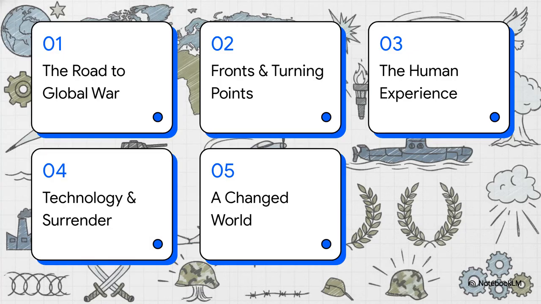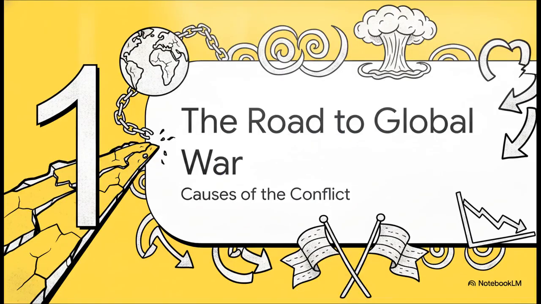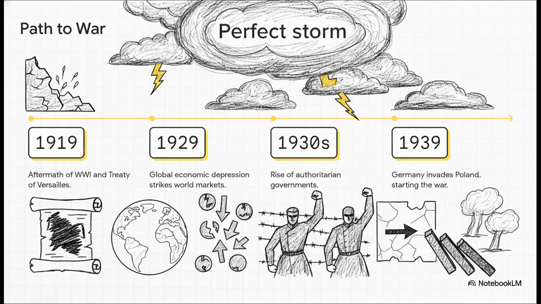To make sense of this massive 6-year span, we're breaking this explainer down into 5 clear chapters: the road to global war, fronts and turning points, the human experience, technology and surrender, and finally, a changed world. Let's jump right in. Chapter 1. The Road to Global War. Let's move to our timeline and see how this all builds up.